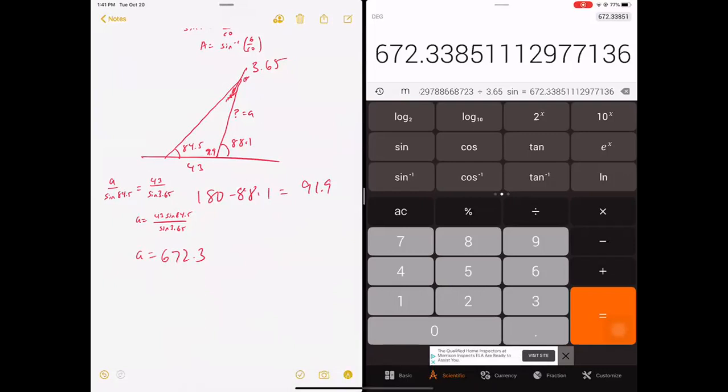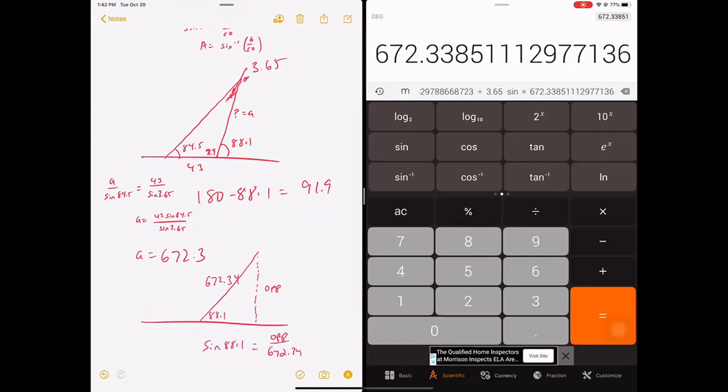The second was the height. So the height goes from here all the way down. Let me draw that real quick. The height is that value coming all the way down. Now, we said if we know this is 672.34, and we know this angle is 88.1, we can use sine, opposite over hypotenuse, to solve it.